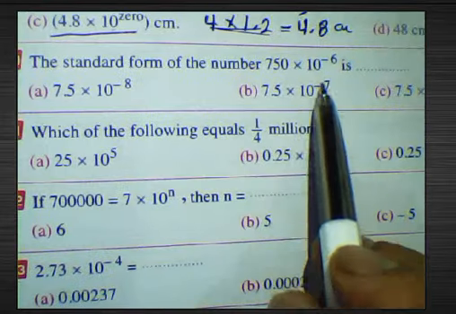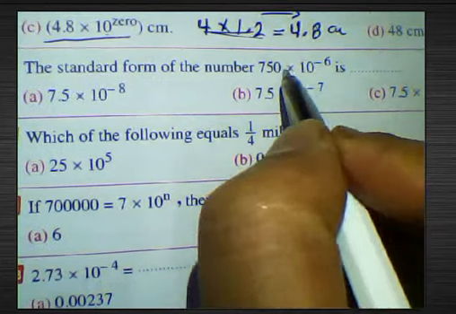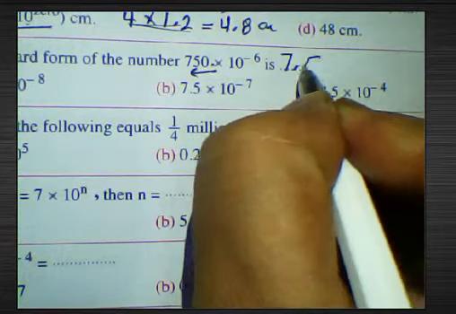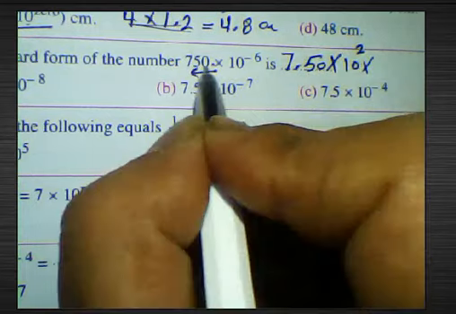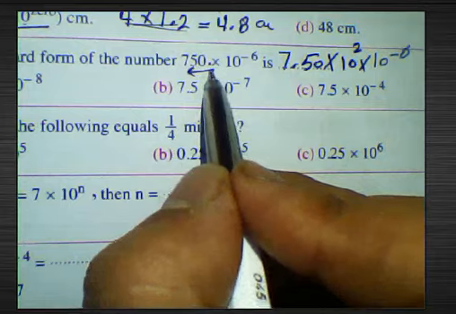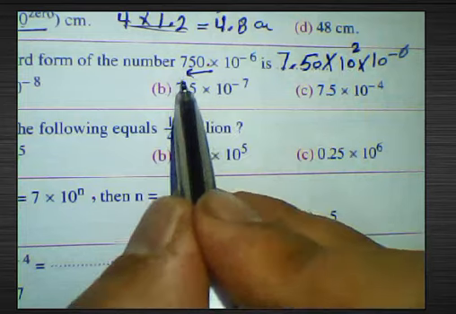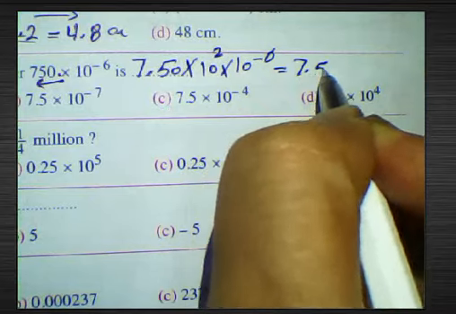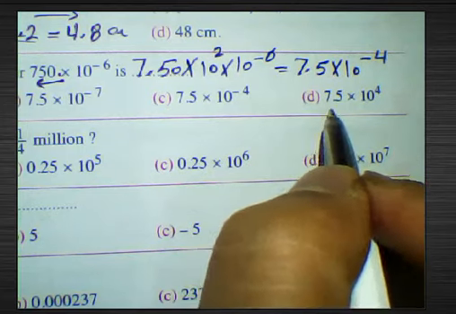The standard form of the number here, who can tell me? We can find the result by solving this example. Write the point outside here and move the point to the left-hand side by 2 digits. 7.5 multiplied by 10 power 2, moving to the left-hand side, multiplied by 10 power negative 6. Again, the point moves from right-hand side to left-hand side by 2 digits, so the power here will be positive. And we can complete this number, right? 7.5 multiplied by 10 power negative 6 plus 2 equals negative 4. The result will be 7.5 times 10 power negative 4.